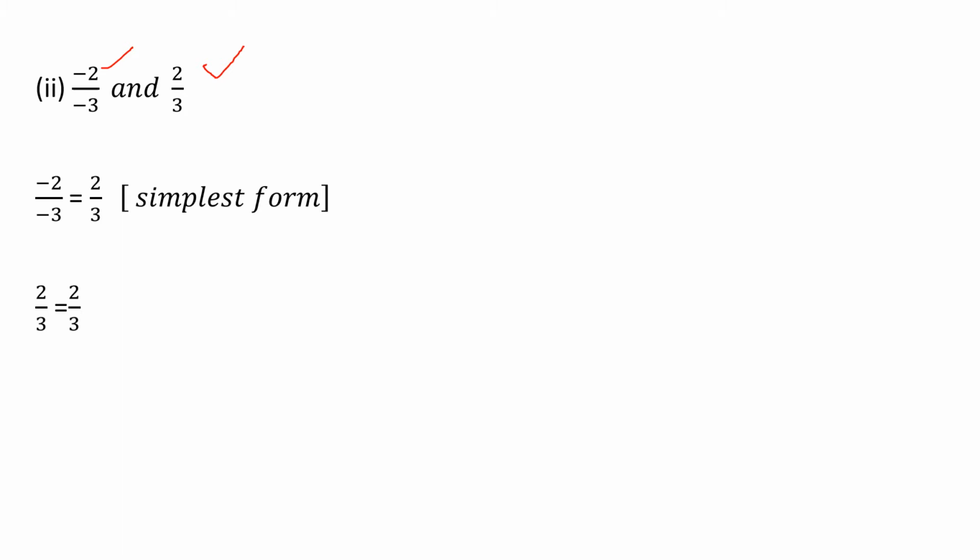So I have written minus 2 by minus 3 is equal to 2 by 3. Can you say why I have written like this? Minus is there, minus is there, but this is a positive number. How can I write like that? You will be thinking, right? Look here, minus and minus get cancelled. So this becomes positive 2 by 3. So positive 2 by 3 is equal to positive 2 by 3. So these two rational numbers, minus 2 by minus 3 is equal to 2 by 3, right?